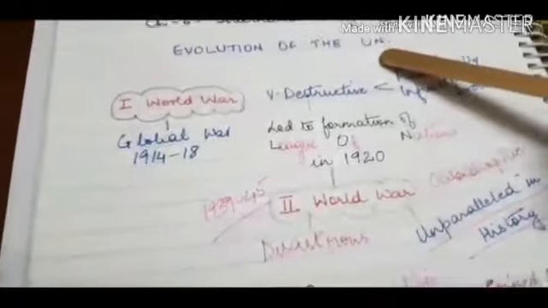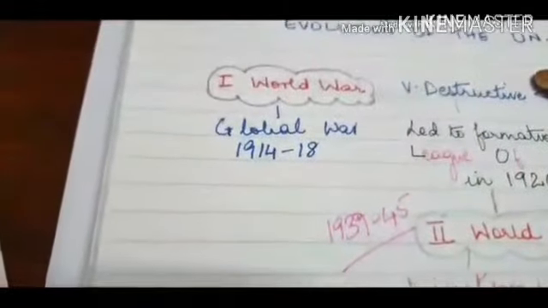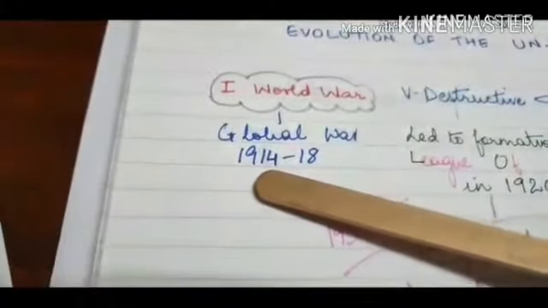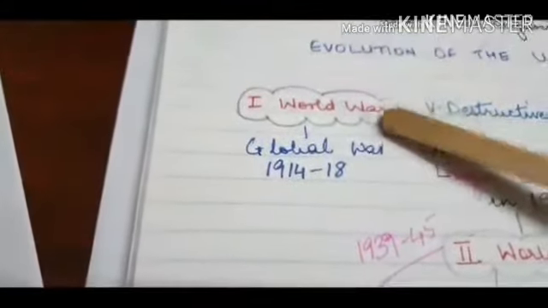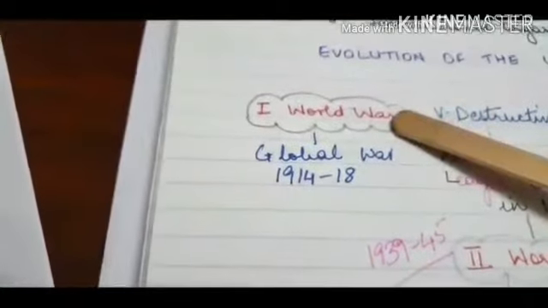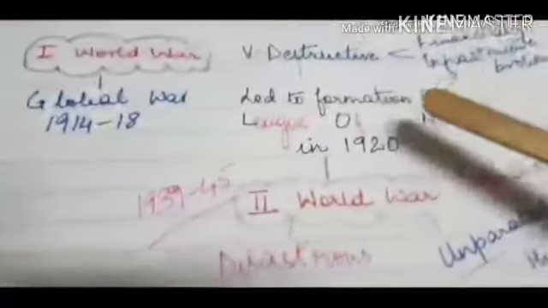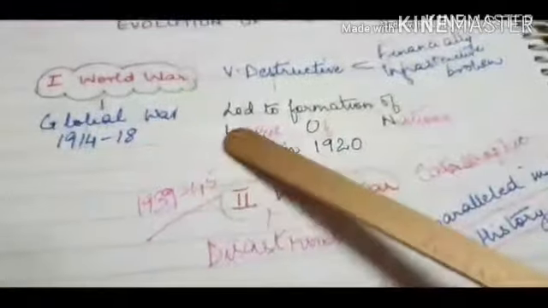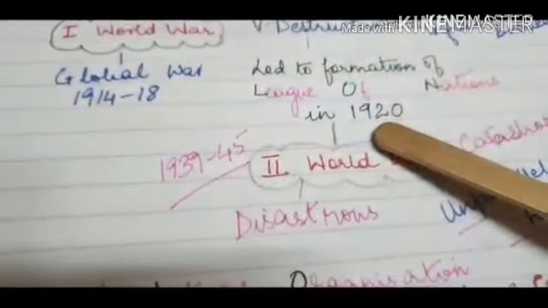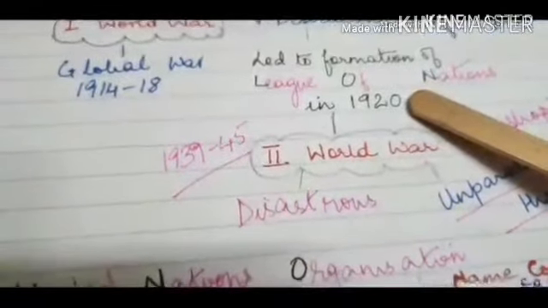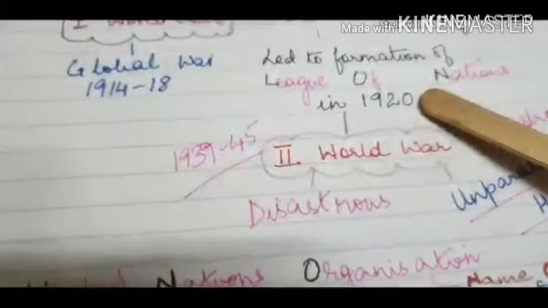Now let us study, when did the UNO evolve? How and why? The First World War was a global war of its kind, which was very destructive. It lasted from 1914 to 1918. This war made man think that there is a need for an international organization which would help man to stop conflict. And that is why the League of Nations, or LON, was founded in 1920. The main purpose why this League of Nations was founded was to avoid war. But this is where it failed miserably.